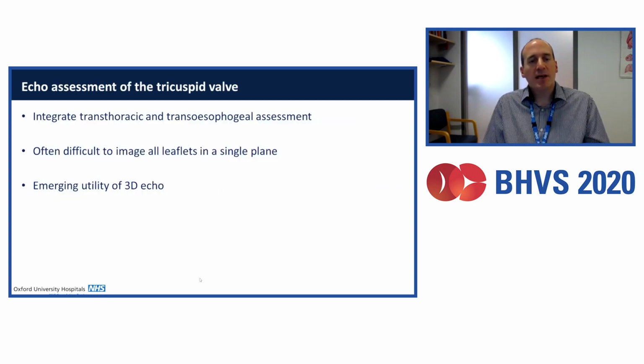So how do we assess the tricuspid valve with echo, which is the predominant imaging modality? Well, the first thing to say is that we have to integrate transthoracic and transesophageal. We can't just rely on one. And because of the orientation of the tricuspid plane in the heart, it's very difficult actually to image all 3 leaflets in a single plane on any one study, although 3D perhaps does help us.